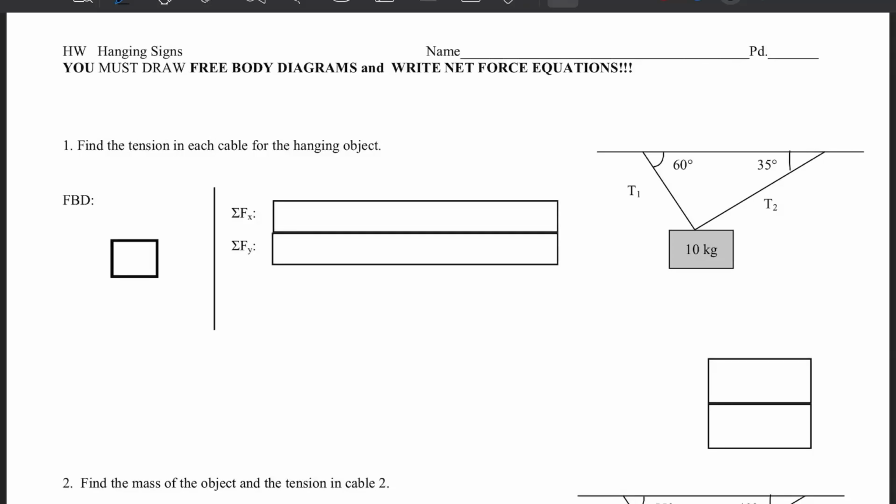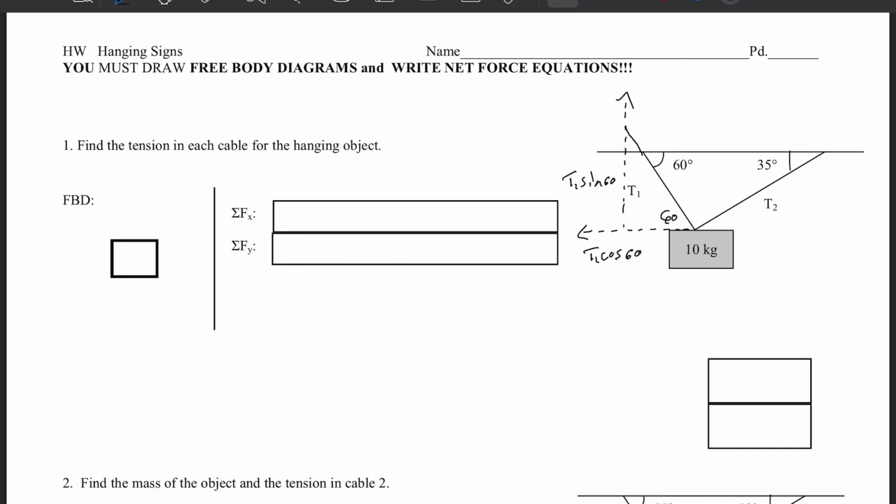Okay, for our homework hanging signs worksheet, we know hanging signs have constant velocities of 0. Constant velocity means balanced forces. We're simply going to take these forces that are at angles and balance them. All the forces to the left equal all the forces to the right. All the forces up will equal in magnitude all the forces down.